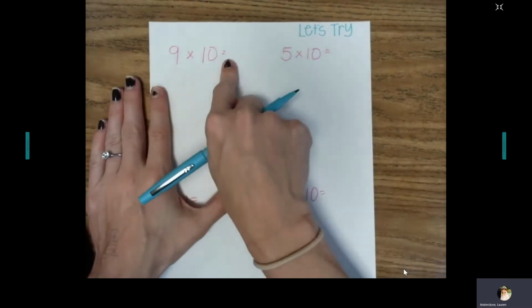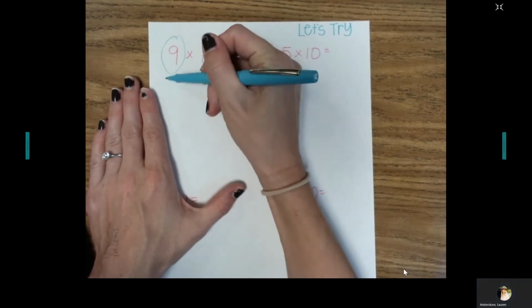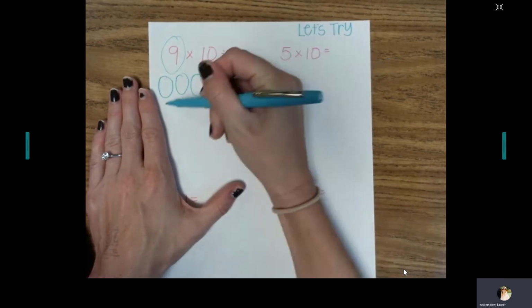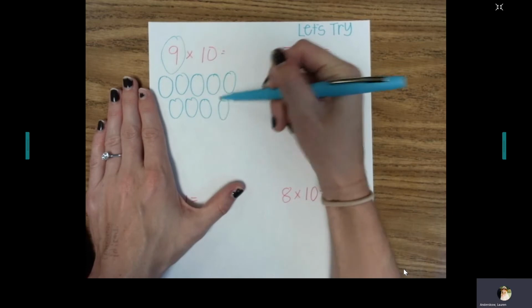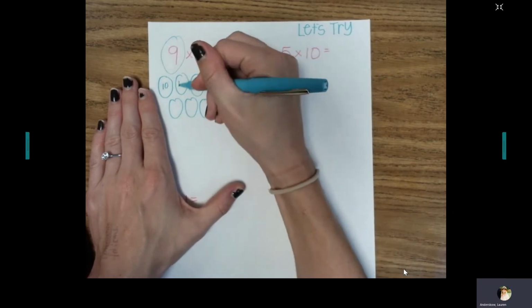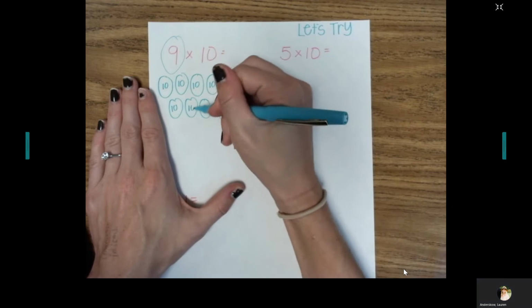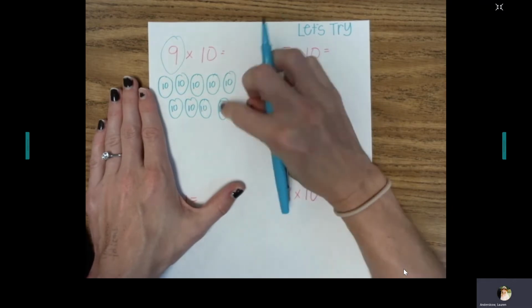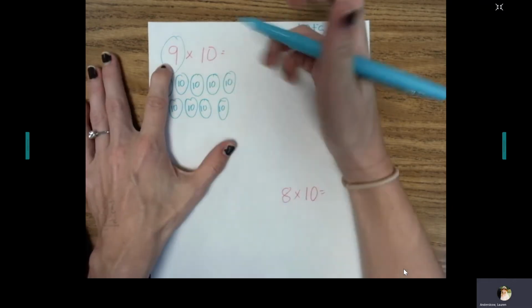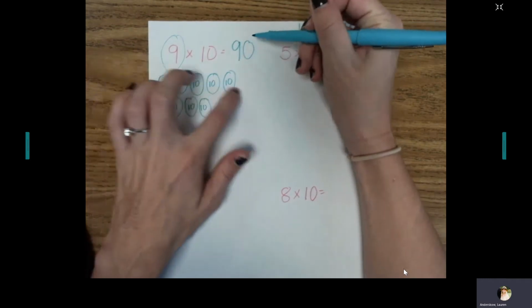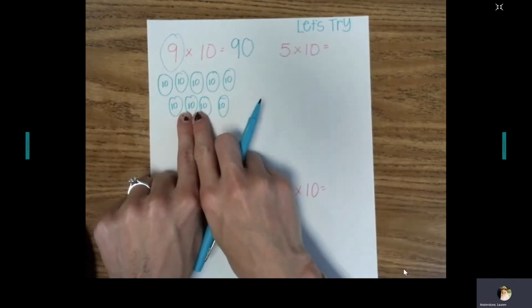So here I have 9 groups of 10. So I am going to do 1, 2, 3, 4, 5, 6, 7, 8, 9. And I have 10 in each. So I'm skip counting by tens. And I know since I'm multiplying by a 10, I'm going to have this 9 in my answer. This is 9 tens or 90. And I could skip count. I should have 90 here, and I do.